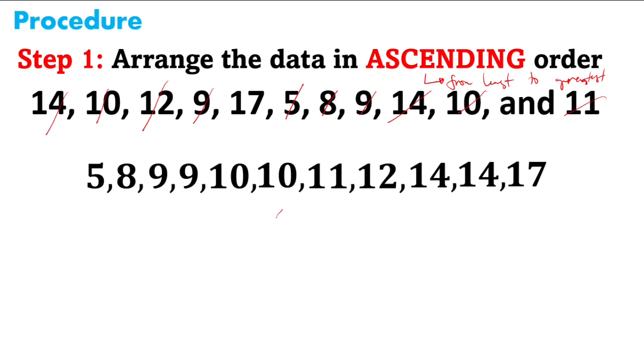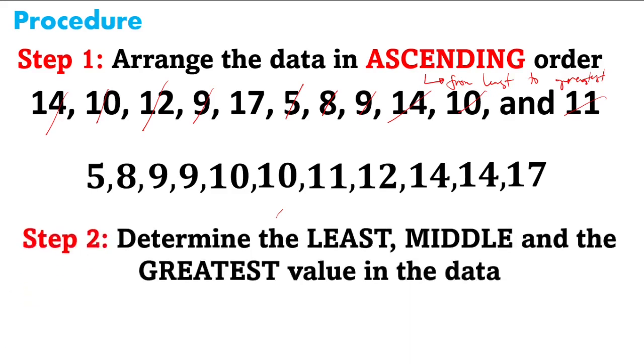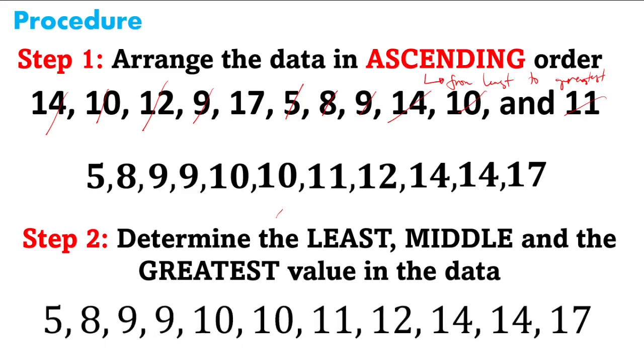Do not forget that this is always the first step in identifying the positions of a distribution, specifically in ungrouped data. Now next, step 2, determine the least, middle, and the greatest value in the data. So here's the data. Which among this data is considered the least value, the middle value, and the greatest value in the data?